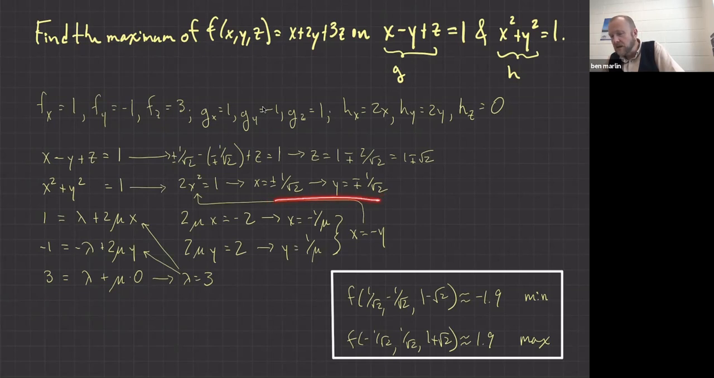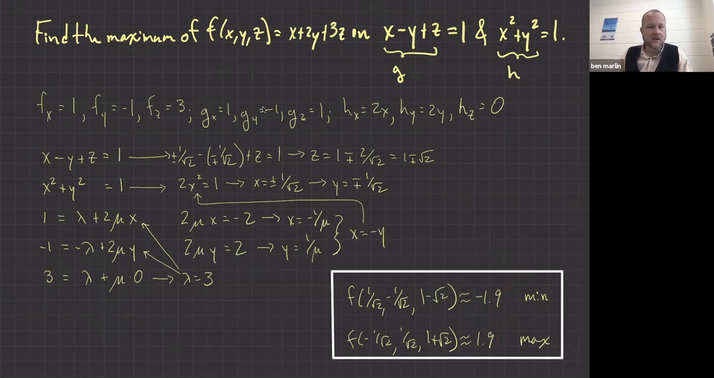Then, once we've got your x and your y figured out for that, you can go back and plug into this x minus y plus z equals 1, and do a little arithmetic and find out that your z needs to be 1 minus or plus, and it needs to agree with the sign of the y. So 1 minus or plus the square root of 2. All right. So that says we've got these 2 points here, and we can plug them in to calculate.